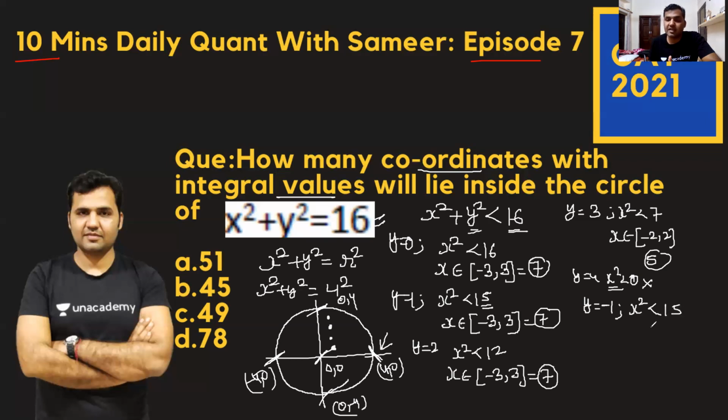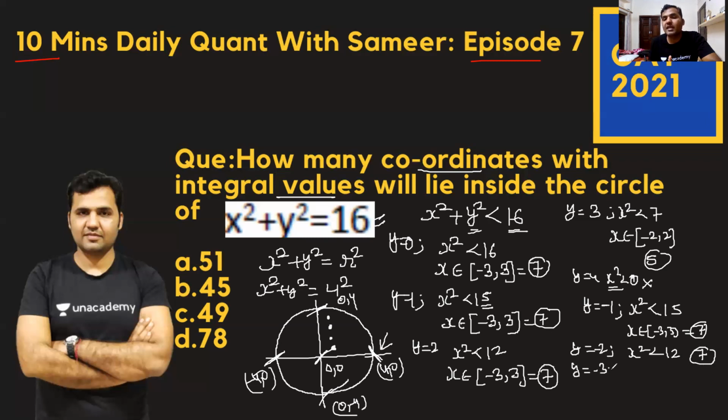1 will be taken on the right hand side. So again, x can be anything from minus 3 to 3. So again, 7 points. Then again, if I put y as minus 2, x square would be less than 12. Again, x belongs to minus 3 to 3. So I'll get 7 more points.